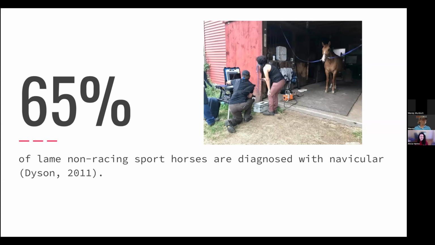So what I was saying is, why are we talking about navicular today? Well, a study from about 10 years ago found that 65% of lame non-racing sport horses were diagnosed with navicular. If you think about all the structures that can go wrong in a horse: hips, hocks, stifles, back, neck, carpus, fetlock, pastern, to have 65% of lamenesses attributed to just the back half of the foot is mind-blowing to me. So I think it definitely deserves a discussion and some attention as to how we can address and prevent this, but also what we can do if this is a diagnosis that your horse has received.